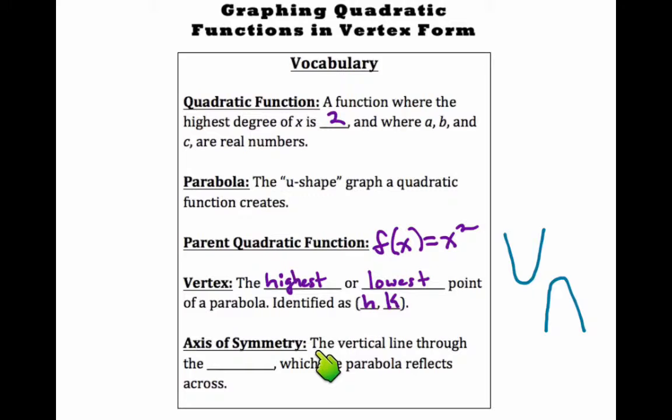The axis of symmetry, well, we know that if I drew these neatly, that if I had a line here, this side is going to be the same as this side, right? This side should be the same as this side if I had drawn decently. So the axis of symmetry is the vertical line through the vertex which the parabola reflects across.